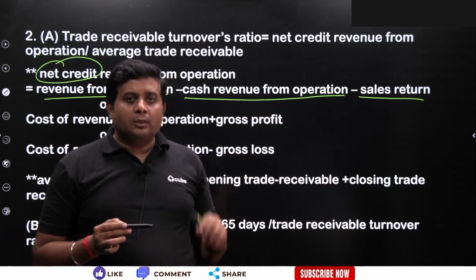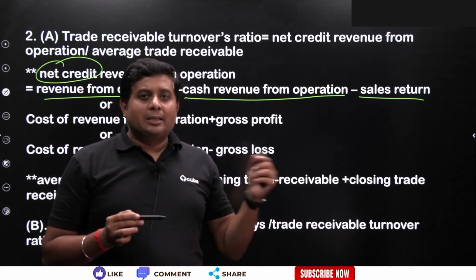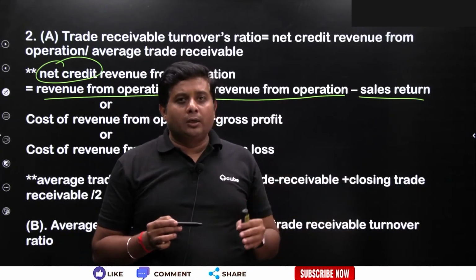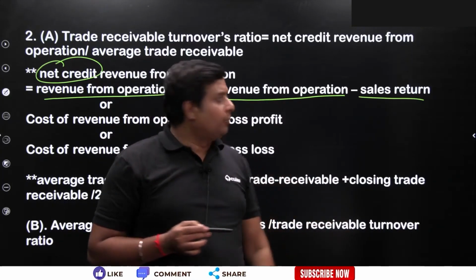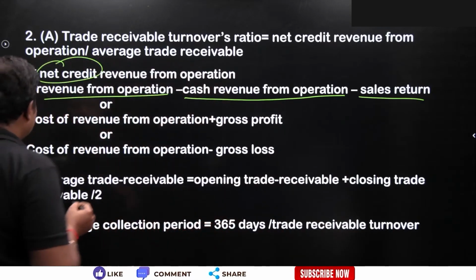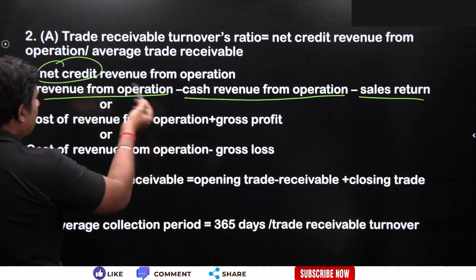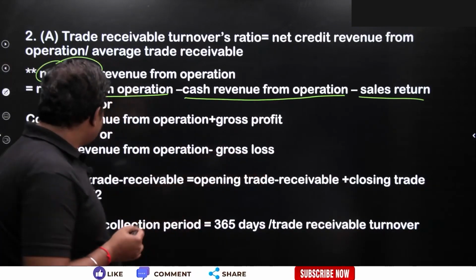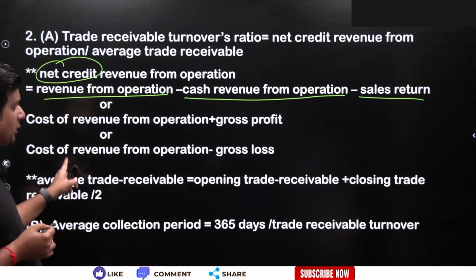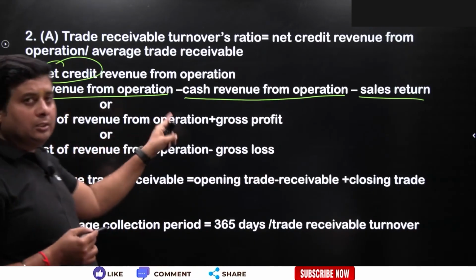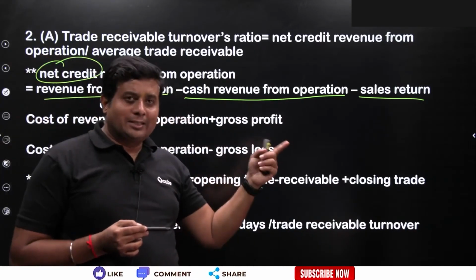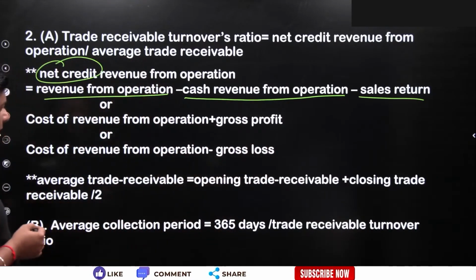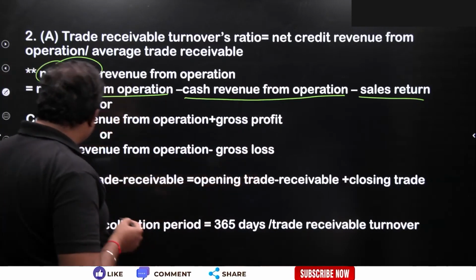Credit revenue from operation will give you the gross information. And suppose if sales return is given, so that sales return need to be subtracted in order to understand the net credit revenue from operation. Cost of revenue from operation plus gross profit will also give the same. Cost of revenue from operation minus gross loss. Here I assume that when cost of revenue from operation, so company is only dealing with the credit transaction, so then it can be happen.